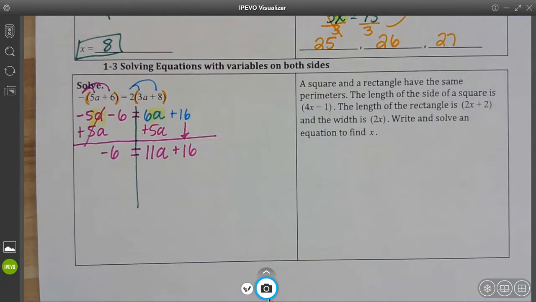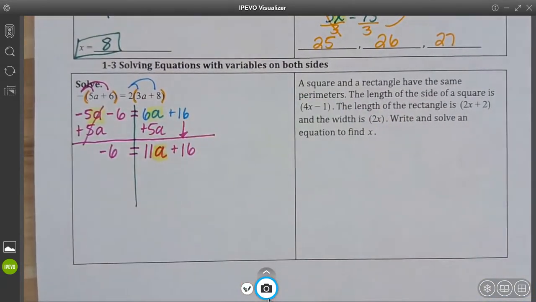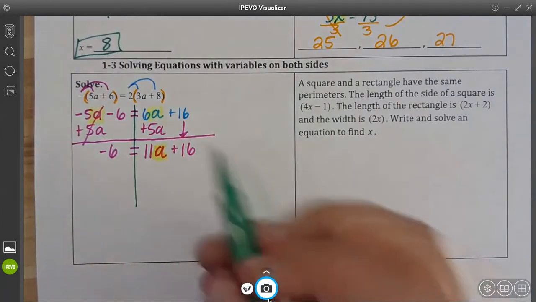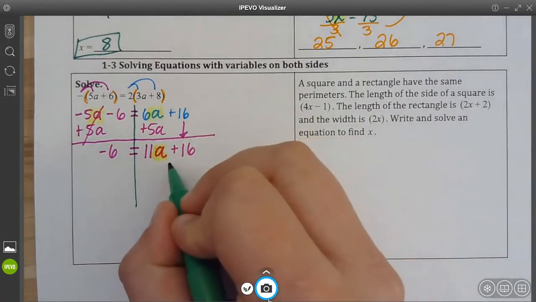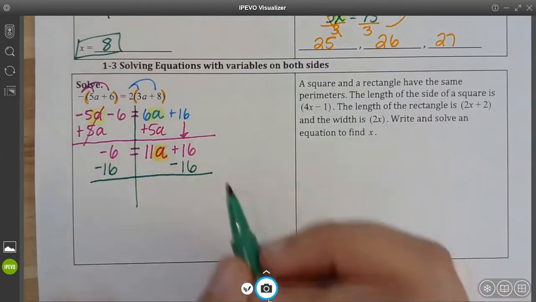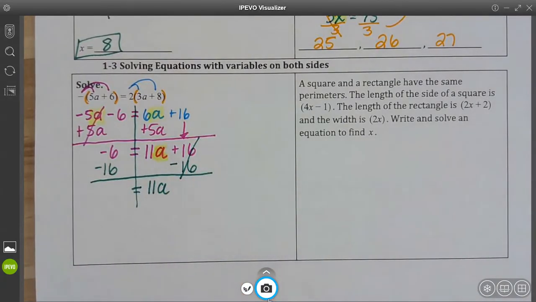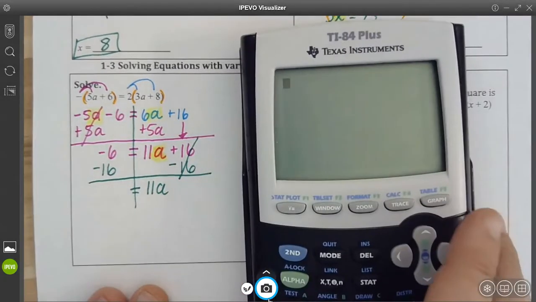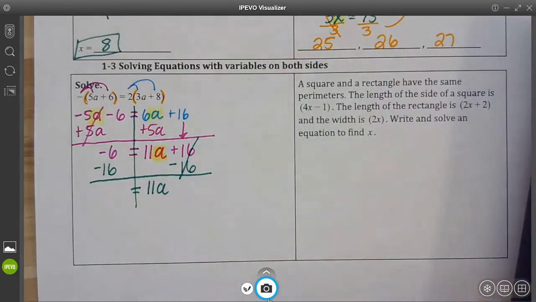So now I am going to do what we did in our last problems. Now I just have one place where I see an A. So now I can follow my steps that I normally do. I need to get rid of any addition or subtraction. What's the opposite of adding 16? Well, it would be to subtract 16. When I do that, my 16s cancel out. I'm left with 11a. Negative 6 minus 16, if we get negative numbers can be tricky, so we always can put them in our calculators if we need. When I do that subtraction there, I get negative 22.